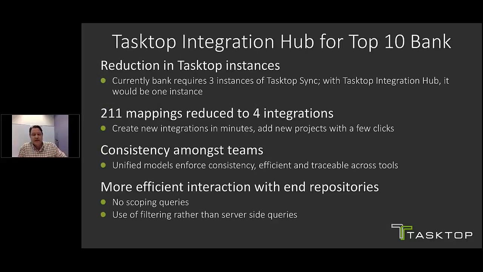Well, here we have a top 10 bank that worked through our early testing of Tasktop Integration Hub. So in reducing their Tasktop instances, they'll move from 3 instances of Tasktop Sync to 1 instance of Tasktop Integration Hub. They had 211 mappings in production, and that'll be simplified to 4 integrations. And not only that, new projects can be added very quickly.